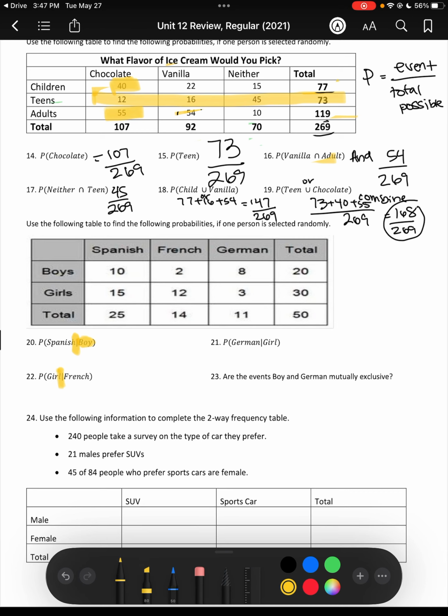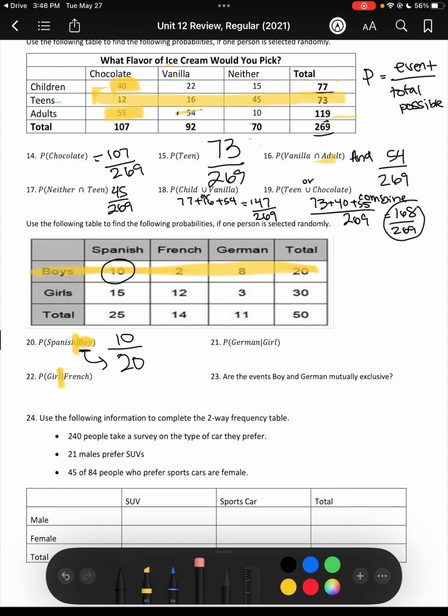So in this problem, it's asking, what is the probability I pick someone from the survey who took a Spanish class if they were a boy? We know we're just talking about the boys, or whatever comes last. This is the only part of the table that I'm looking at. Whatever's last is going to go on your denominator. So there are 20 total boys. On the top of your fraction, we want to use the boys who took Spanish. So 10 out of 20, or a 50% chance that they took Spanish if we already know it's a boy.